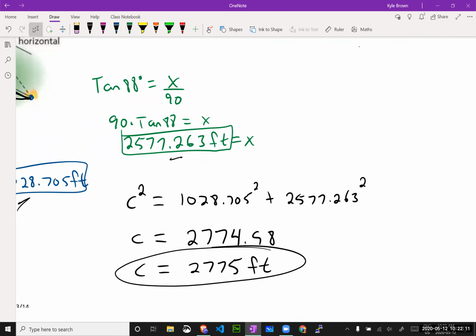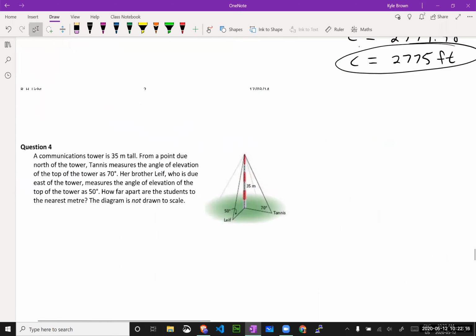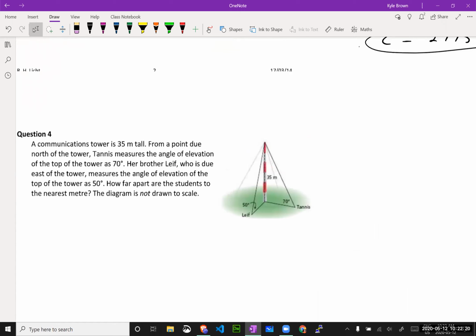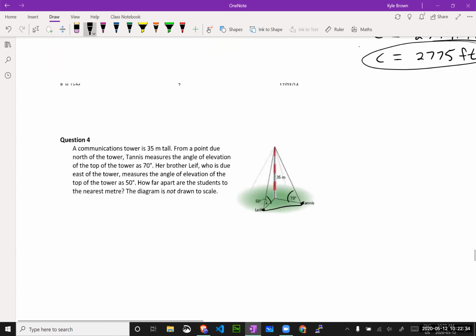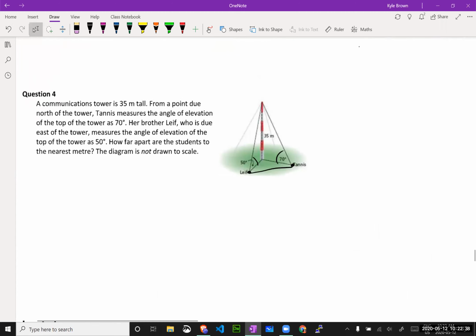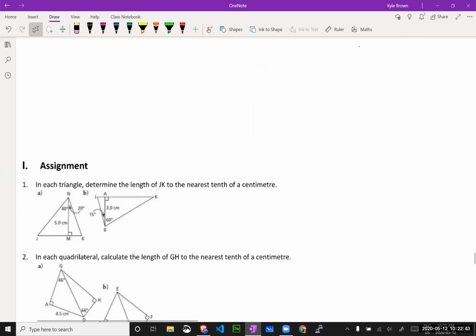Okay, and you know what? I might even just call it there, because this next one is exactly the same, like the same question. This time they've just given us these angles instead of the ones above, but everything's the same. They want us to find how far apart these two people are. So I'm not really going to do that one. It'd be great if you did do that one and see if you get an answer that seems to make sense. And then, when you're done that, it's on to the assignment questions.